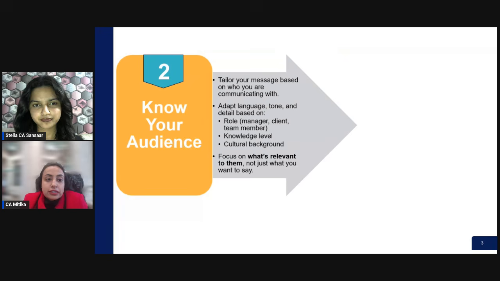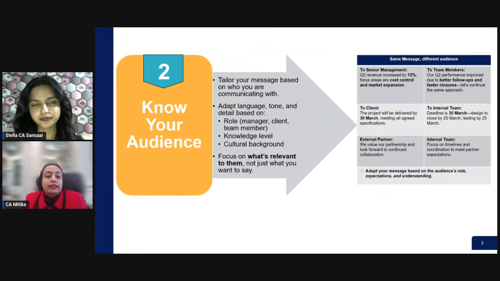Tailor your messages based on who you are communicating with. Adapt your language and your tonality based on the role of the person, whether you are referring to a manager, a client, or a team member, with their knowledge level and the cultural background that particular person has. Always keep those things in your mind. So the focus must always be what is relevant to them, not what you want to say.